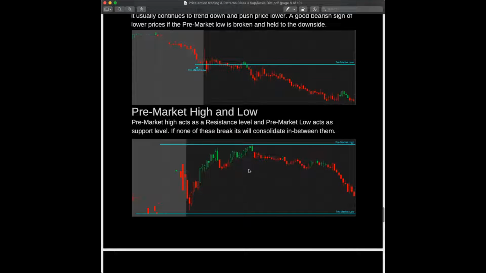Now, if you're in between the pre-market high and pre-market low and you're not breaking either of them, most likely you're going to consolidate in between them, and it's going to be a choppy day.